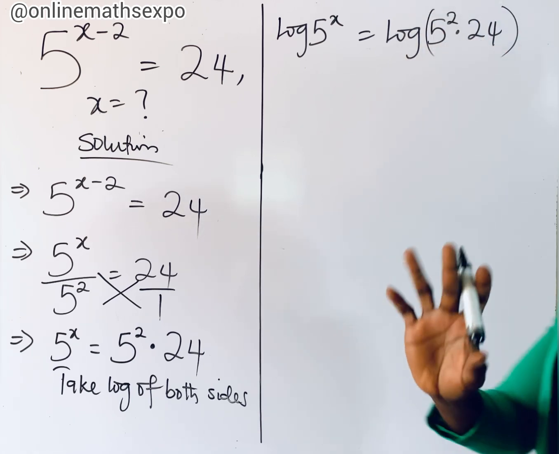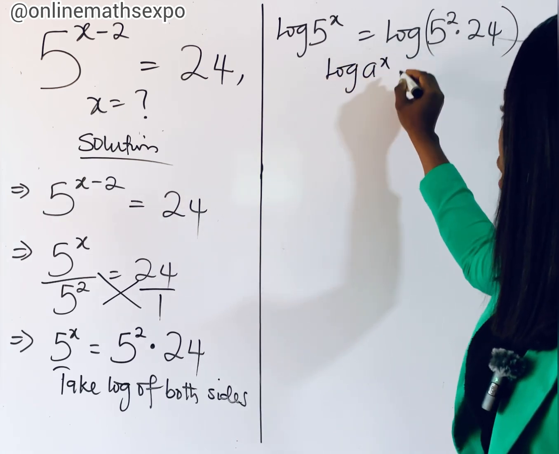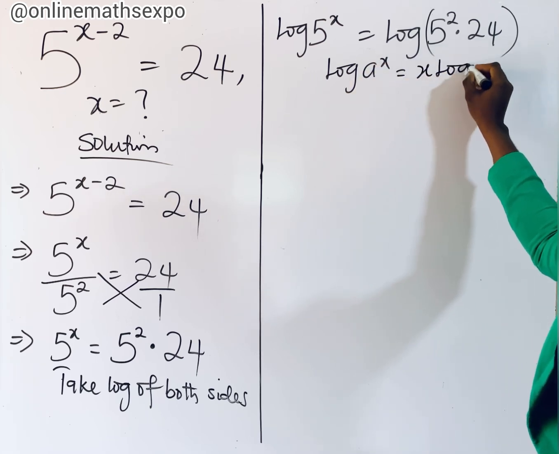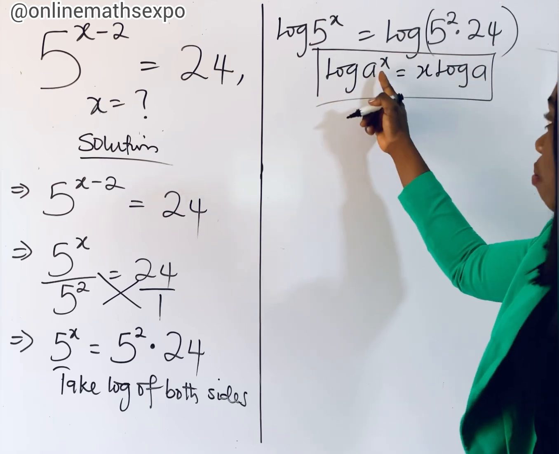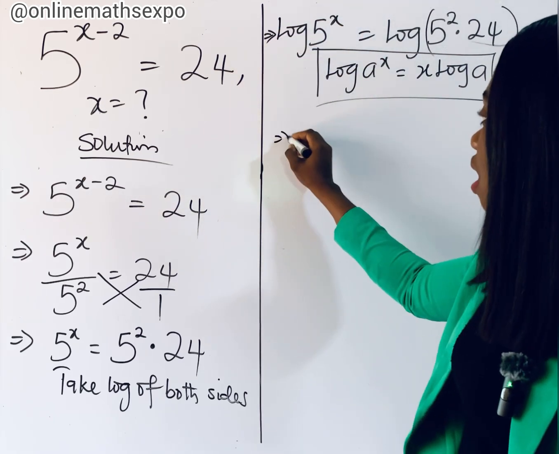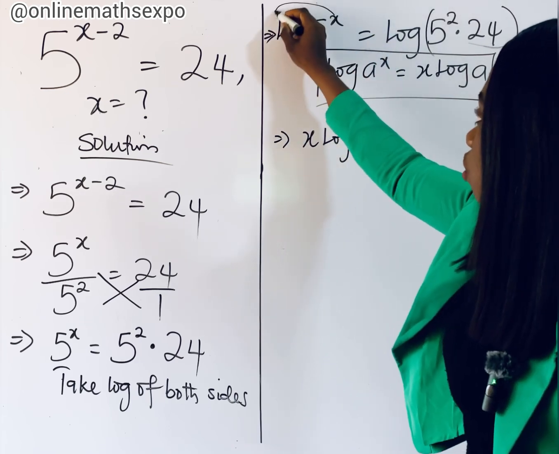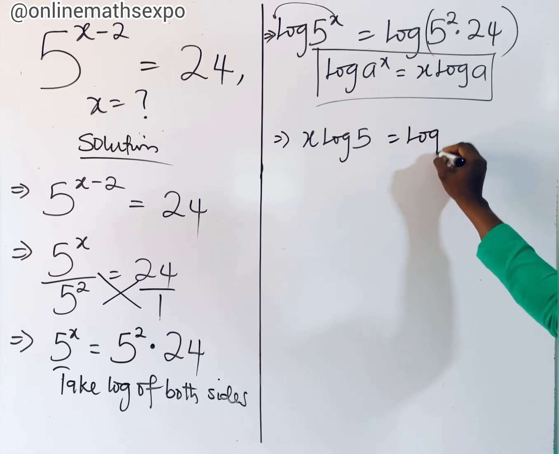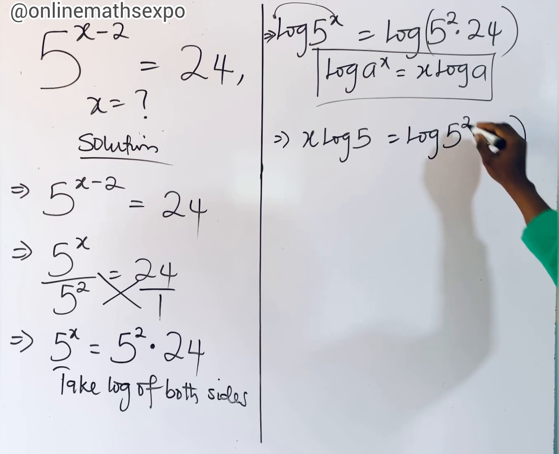Now, what do we do? Remember this rule of logarithm. For every log of a to the power of x, this x as a power multiplies. So you have x log a. This is another guide. Now, applying this here, we are going to have it as x log 5, okay? This we have to multiply. Did you get that? Is equal to log of 5 to the power of 2 multiplied by 24.